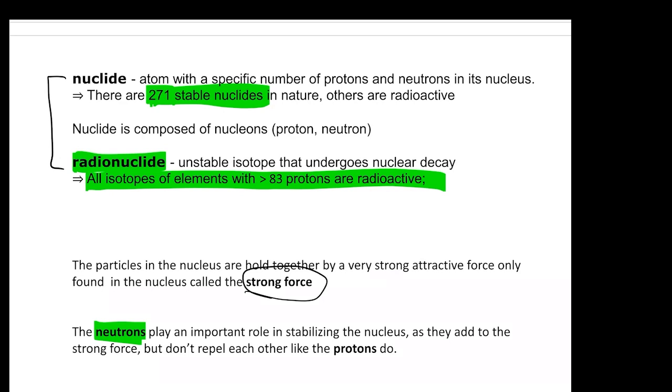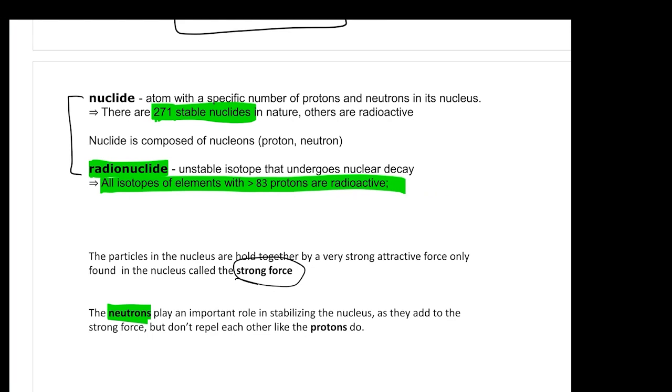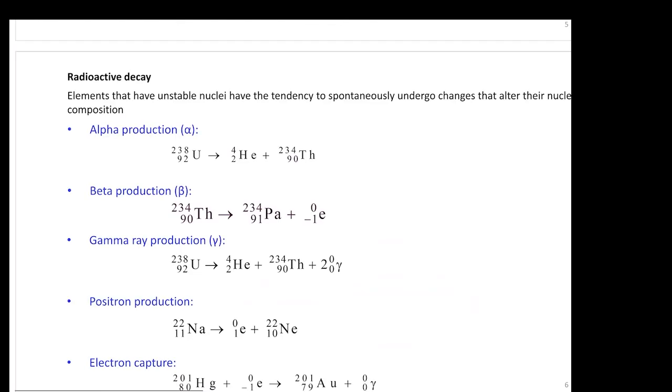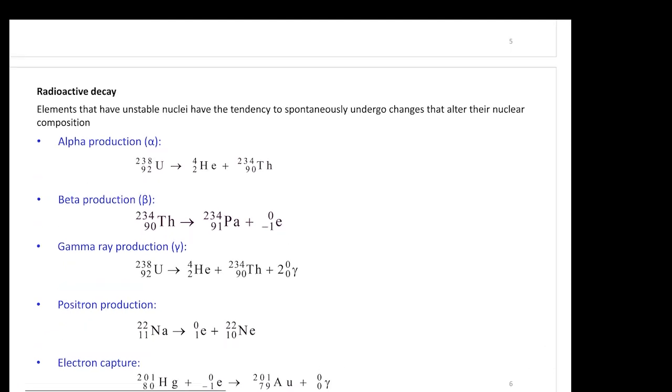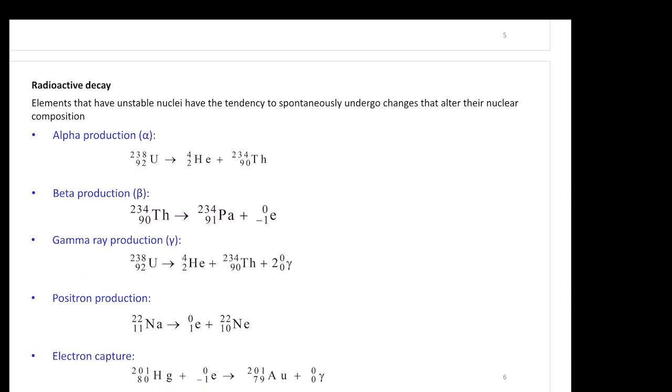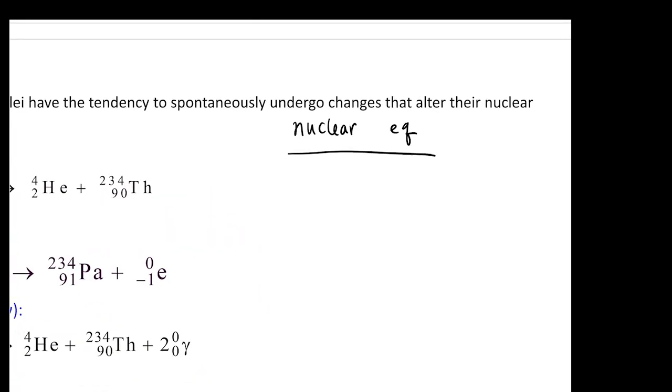Of course, we're not going to talk about the details. In this chapter, we're going to focus more on what happens if you have a non-stable nuclei or radioactive nuclei: it undergoes decays. We want to learn about those decays. To make sense of all of these decays, I want to introduce you to one thing called the nuclear equation. These things will always be true.